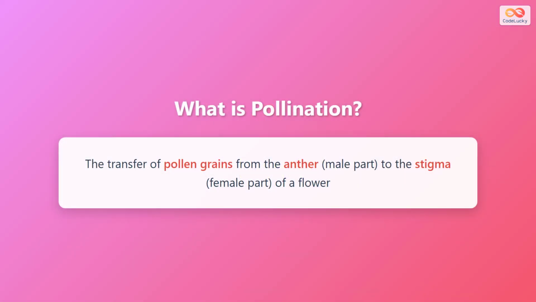Pollination is defined as the transfer of pollen grains from the anther, which is the male reproductive part of a flower, to the stigma, which is the female reproductive part. The anther produces pollen grains that contain the male gametes or male reproductive cells. When these pollen grains reach the stigma, they can begin the process of fertilization. This transfer is essential because it brings together the male and female genetic material needed to create seeds.